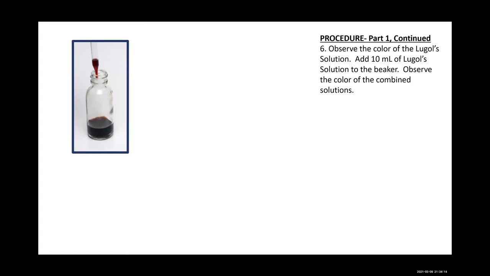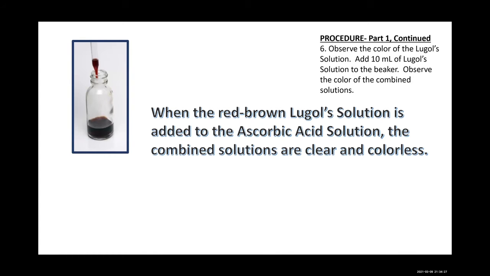Procedure Part 1 continued. Observe the color of the Lugol solution. Lugol solution is a dark reddish-brown color. You're going to add 10 milliliters of the Lugol solution to the beaker and observe the color of the combined solutions. When the red-brown Lugol solution is added to the ascorbic acid solution, the combination of solutions are clear and colorless.